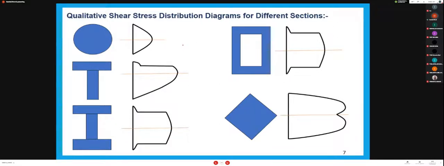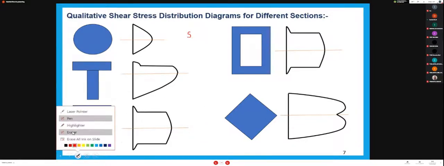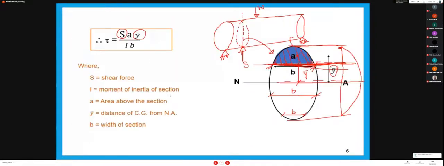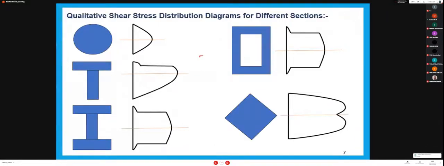First of all, you have to remember the equation of shear stress. It is given by S A y bar divided by I into B. That is the equation of shear stress. So here shear stress is defined by S A into y bar divided by B into I.